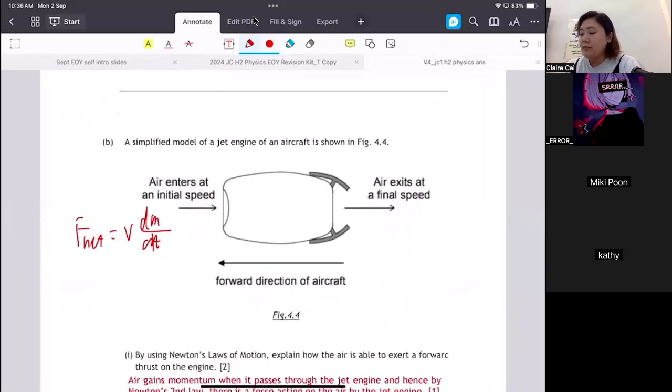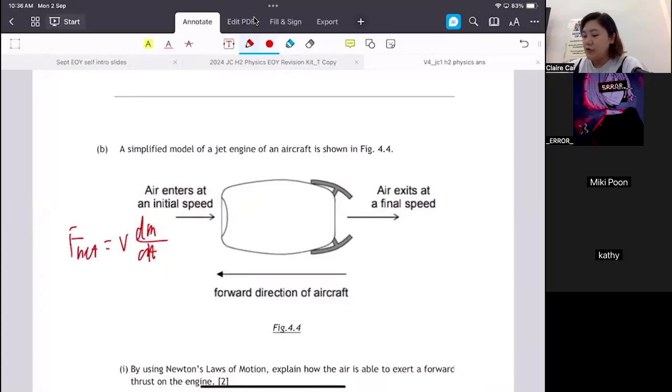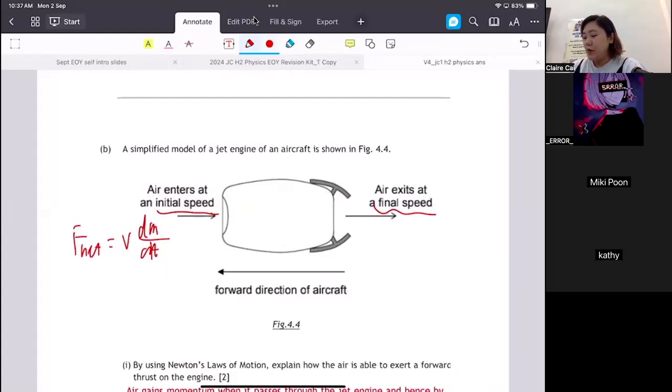When the air enters the engine at the initial speed, then it comes out with the final speed. There is a change in their speed. So by using Newton's laws of motion, explain how the air is able to exert a forward thrust on the engine. When the air goes in, there is an increase in the speed. So it means a change in the speed, and with mass times V, there will be a change in the momentum, correct? So this is a change in the momentum for the air.